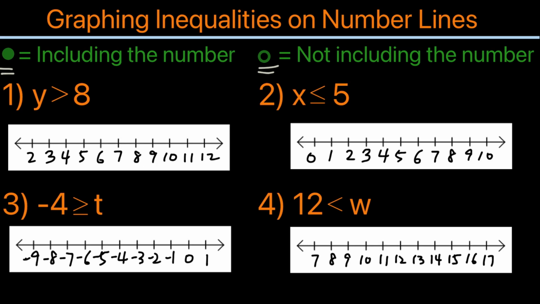So for the first example, we have y is greater than 8. When y is greater than 8, without the equal sign, it means that the variable y has to be greater than 8. It cannot be exactly 8, it has to be greater. So on the number line below, this has to be an open dot. And since y is greater than 8, we will go this direction, as it needs to be greater than 8.